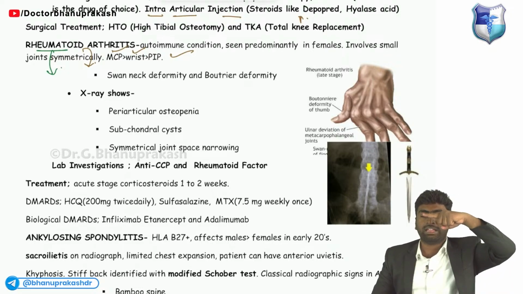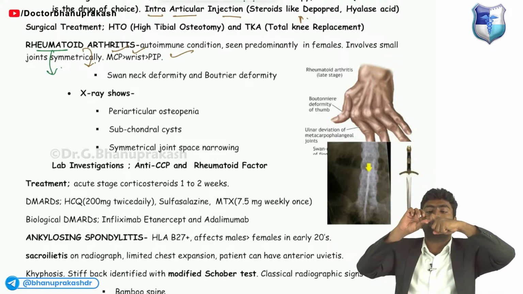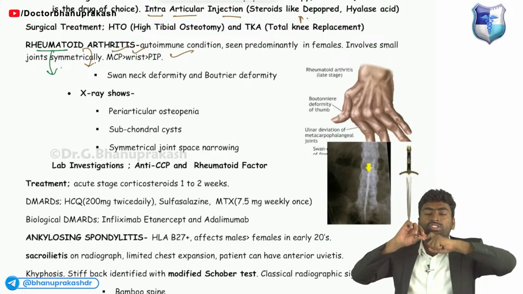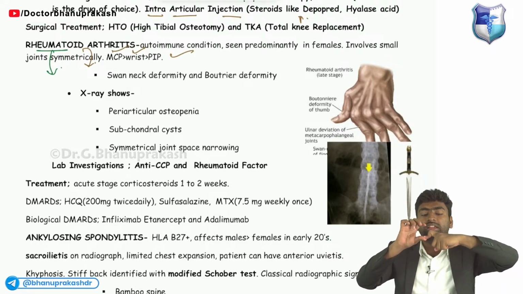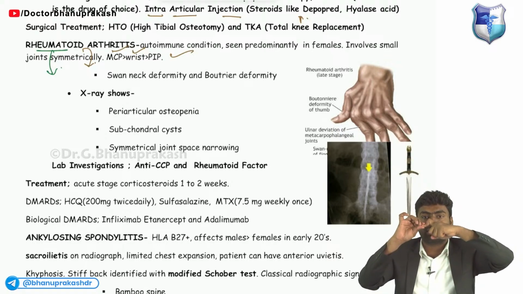See, take your finger, bend like this. Here now you will be able to see this buttonhole. So remember, this is the boutonniere deformity. So boutonniere, it is the buttonhole deformity. Okay, boutonniere is the buttonhole deformity.